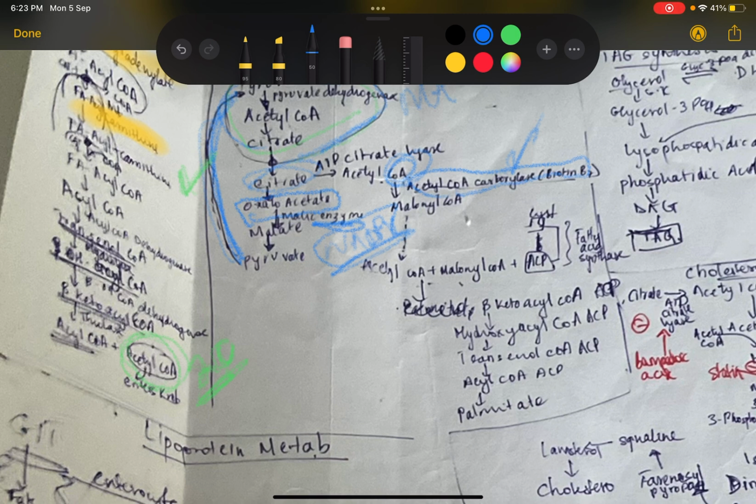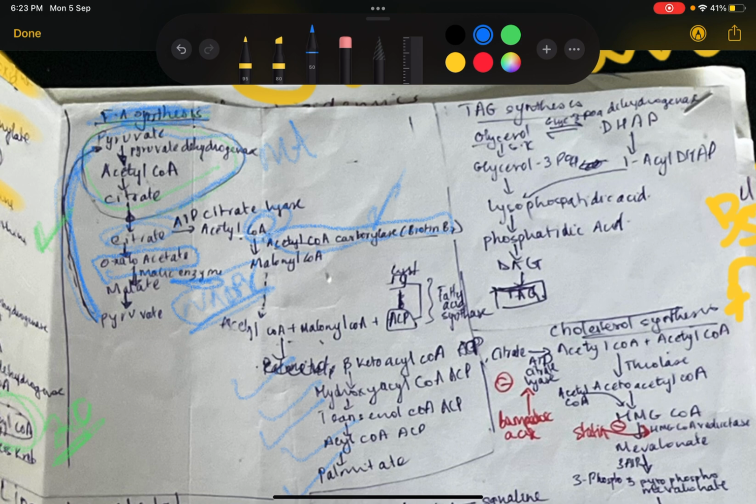Getting into the details of it is not that important. But if you want to know, obviously it's going to be the reverse of the entire oxidation, like beta ketoacyl. Next was your beta hydroxyacyl, then trans-enoyl acyl CoA, and then palmitate, or whatever, depending upon the chain. So that's the fatty acid.